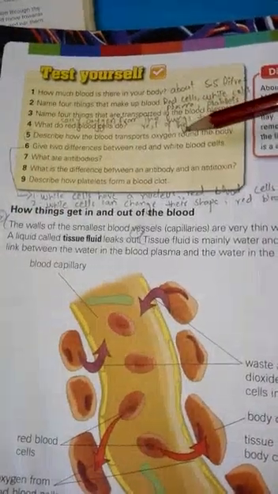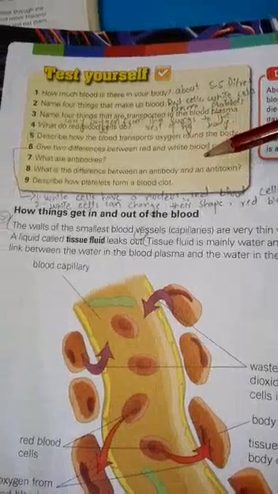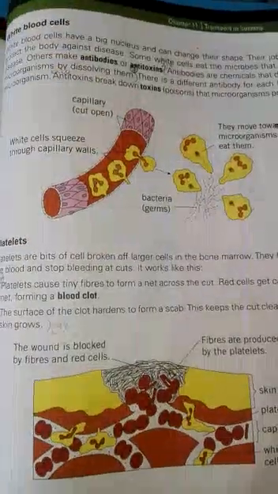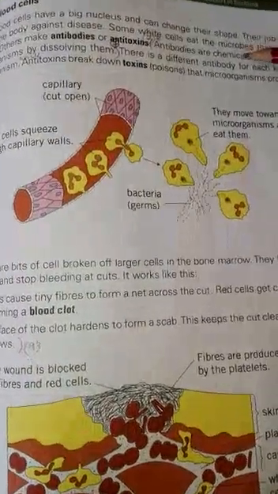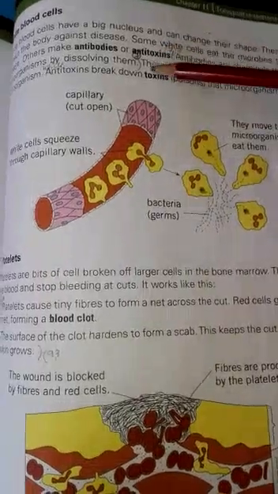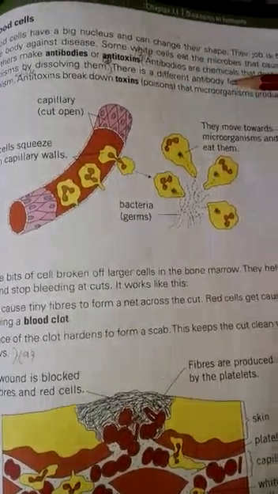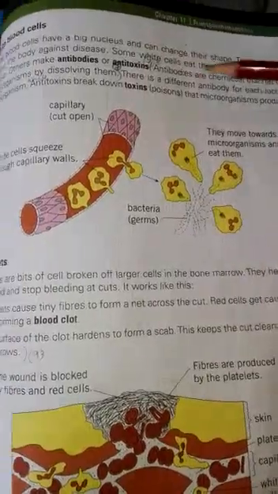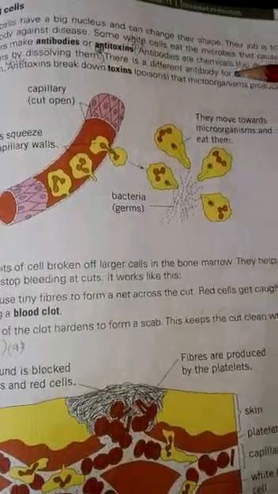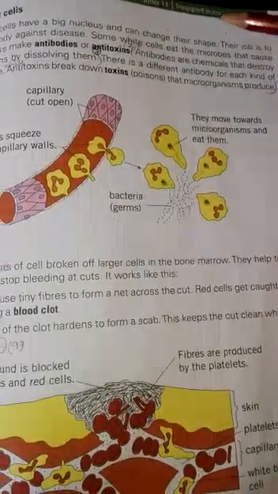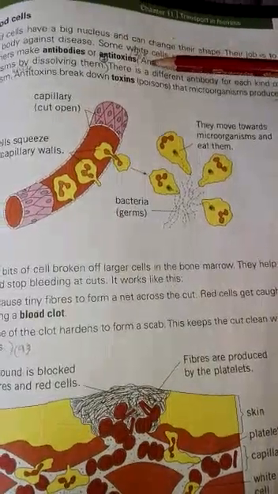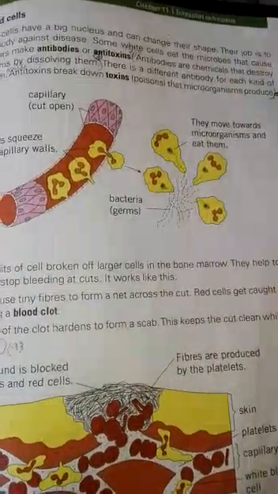Next is question number 8. What is the difference between an antibody and antitoxin? It will start from page number 139. Antibodies are the chemicals that destroy microorganisms by dissolving them. There is a different antibody to each kind of microorganism. Antitoxins break down the toxins that microorganisms produce. So this is the answer of question number 8. It will start from antibodies and it will end at produce.